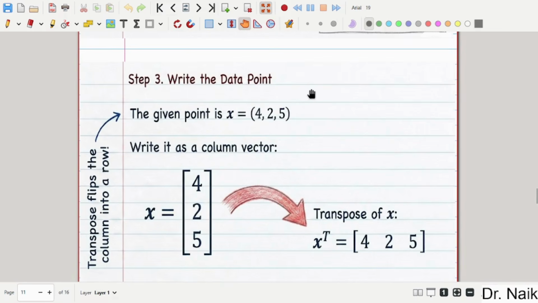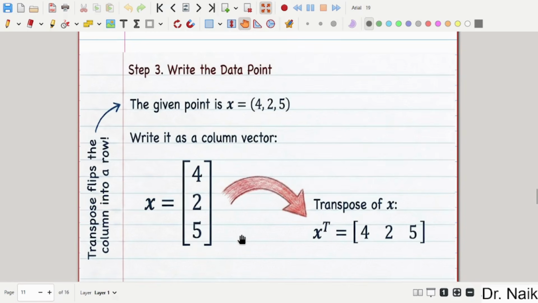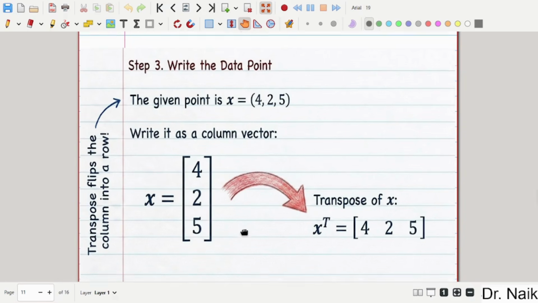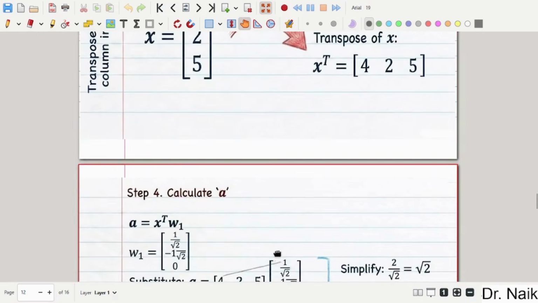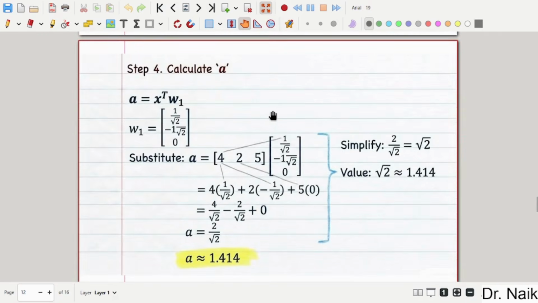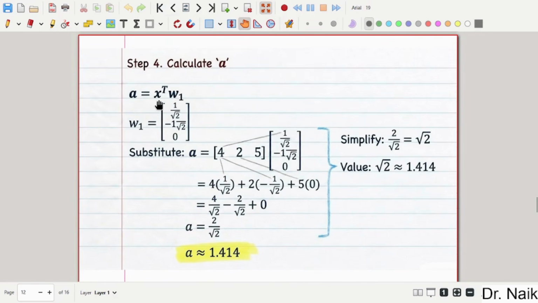X is our given data point, that is x is (4, 2, 5). Write it as a column vector. So x is the column vector 4, 2, 5. Now its transpose, x transpose, is the row vector 4, 2, 5. Now calculate A. A is calculated by the formula A is equal to x transpose W1.